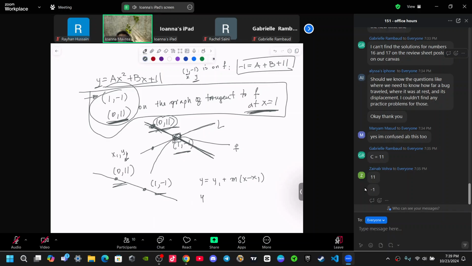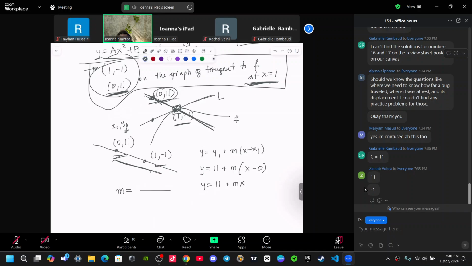Okay? So the equation of the tangent line is y equals 11, plus slope, don't know yet, times (x minus x1), which is 0. So I'm going to simplify: y equals 11 plus mx. So I need the slope. How do I find the slope? I can do it because I have 2 points. So the slope is the change in the y coordinates, 11 minus the other y coordinate, over the change in the x coordinates, the 0 that goes with 11, minus the other x coordinate. So it's negative 12. So y is equal to 11 minus 12x.